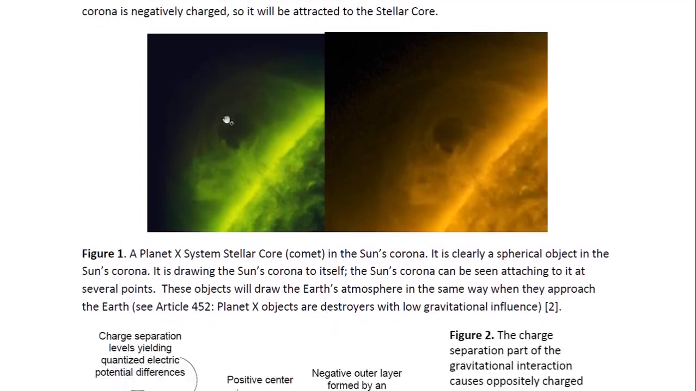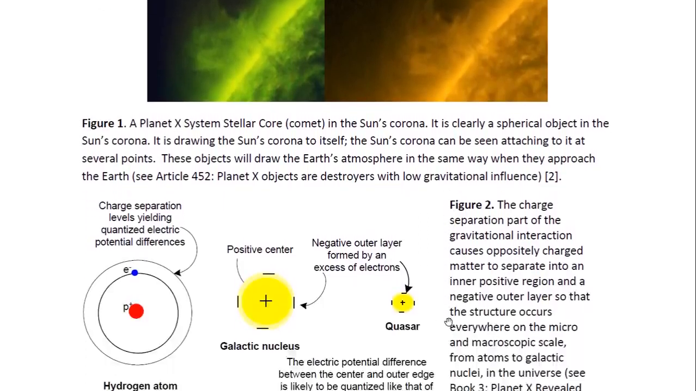And as you can see, it's a perfectly spherical object. It looks dark in the sun's corona. It seems to be drawing the sun's corona to itself. So because we can see the sun's corona attaching to it at several points here, these objects will draw the Earth's atmosphere in the same way when they approach the Earth. And you may look at Article 452 entitled Planet X Objects are Destroyers with Low Gravitational Influence.